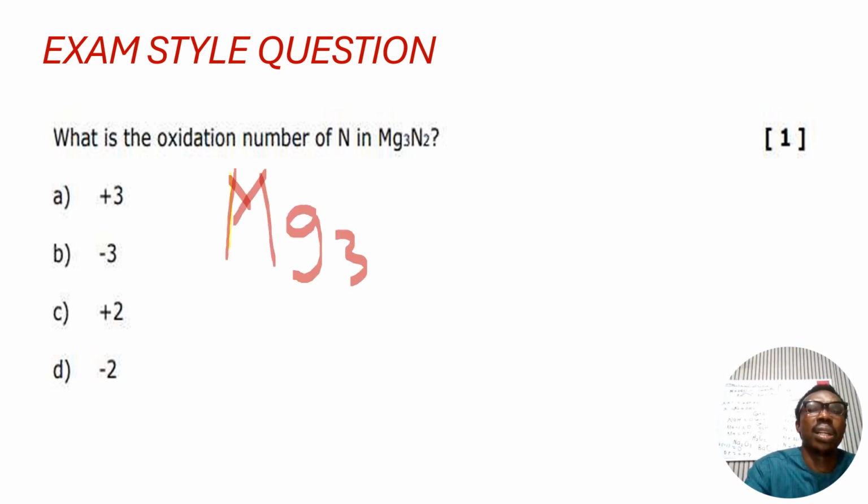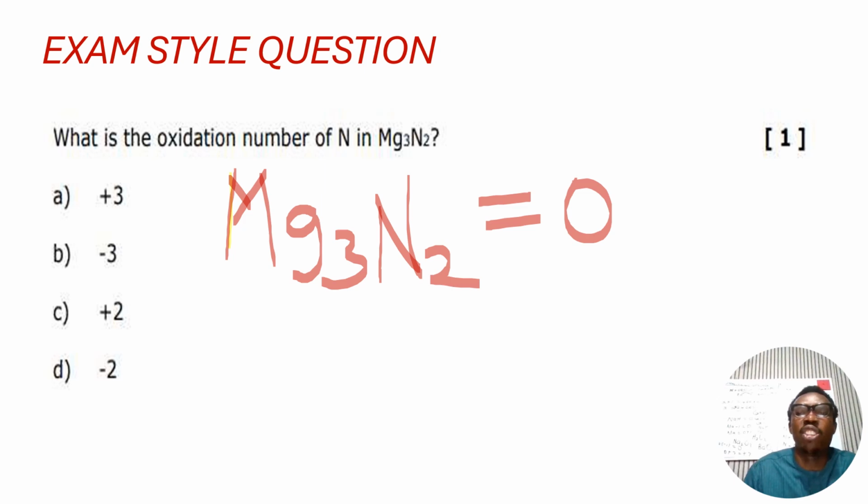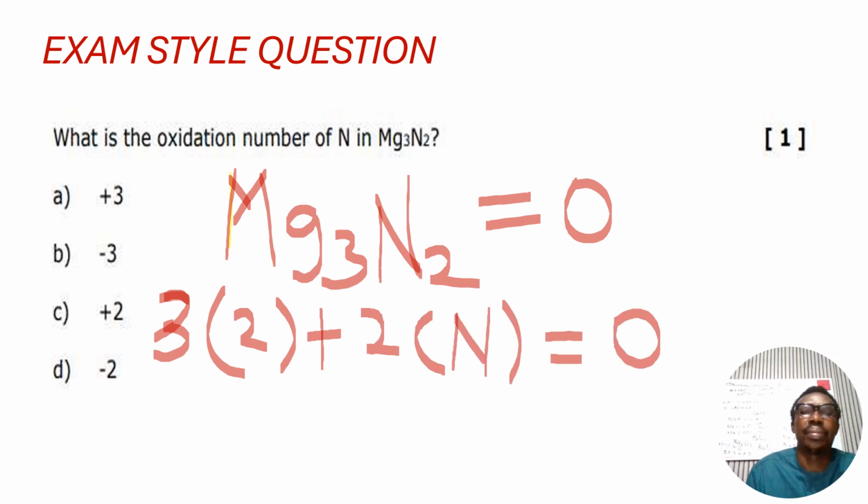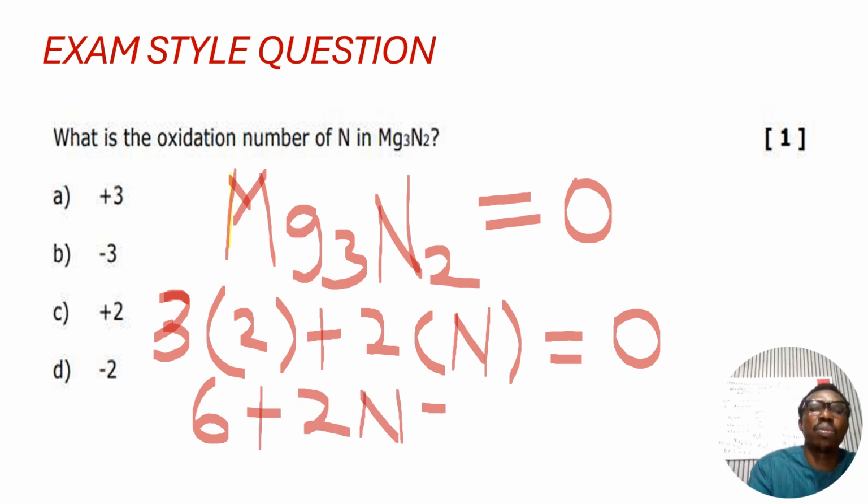Mg3N2, is a compound without a net charge. So there's no net charge, and the oxidation number is equal to 0. But we want to calculate the oxidation number of nitrogen. So it will be 3 bracket, the oxidation number of magnesium, which is 2, plus 2 bracket nitrogen, is equal to what? 0. So it's the oxidation number of nitrogen we are calculating. 3 times 2 is 6, plus 2N will be equal to 0.